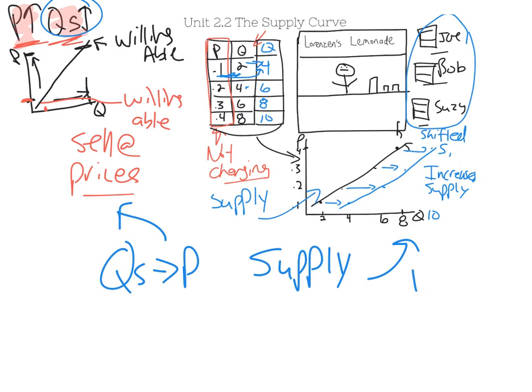Right here, we're talking about number of producers. All right, number of producers. Okay, so that's what shifts the whole supply curve. It's called an increase in supply. And in the next video, I am going to show all the examples that we can come up with for increases in supply.